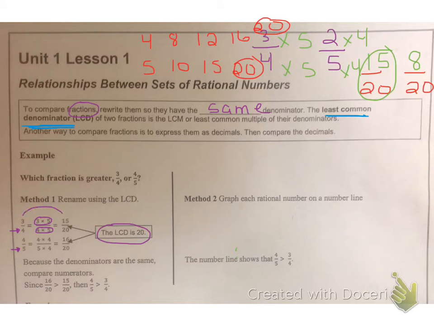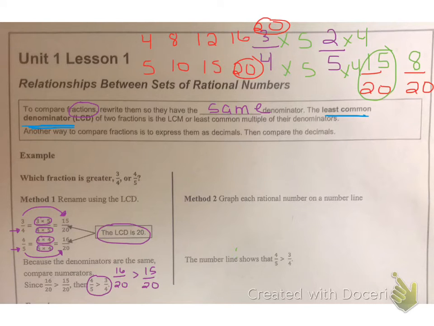So 3/4 equals 15/20. Then we say, well, 5 times 4 gave us 20. So we've got to do 4 times 4, and that's 16. So 4/5 is 16/20. Well, 15/20 is less than 16/20, or we can say it the other way around. We can say 16/20 is greater than 15/20. Therefore, we can say 4/5 is greater than 3/4.